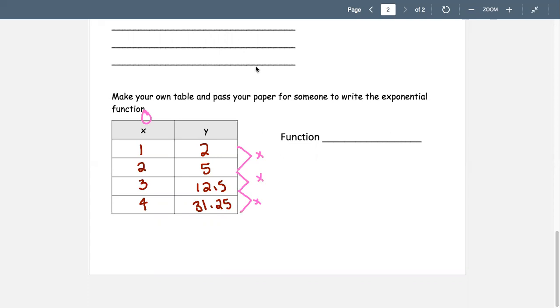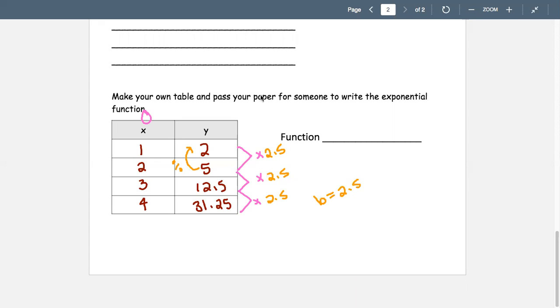So Noah's telling you, because you don't know, you can work backwards. You can do 5 divided by 2. And when you do 5 divided by 2, that gives you 2.5. So you know that you're multiplying by 2.5 each time. And you can check your work. 5 times 2.5 is 12.5. 12.5 times 2.5 is 31.25. So I know my B value is 2.5.